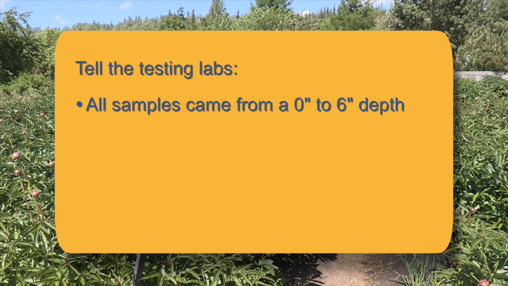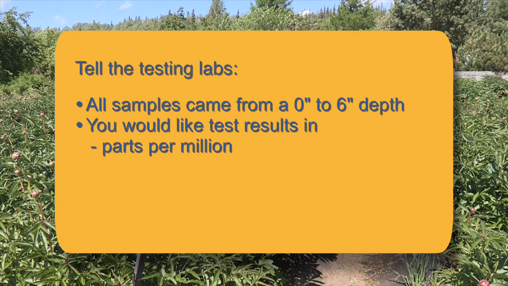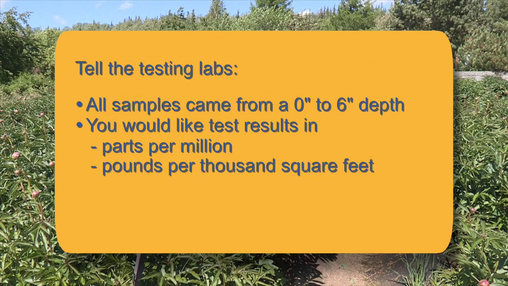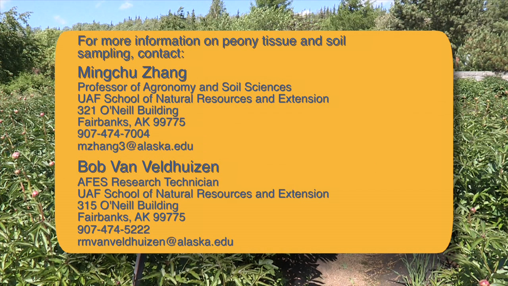There are a number of ways the data can be presented to you after analysis. You'll want to be sure to get it in a couple of ways: in parts per million and in pounds per 1,000 square feet. Samples should be sent to a laboratory that does both plant tissue and soil testing analysis. UAF does not do the analysis, but contact a UAF professor of agronomy and soil sciences or the Agriculture and Forestry Experiment Station research technician for technical advice and contact information and mailing addresses for laboratories that do standardized testing.